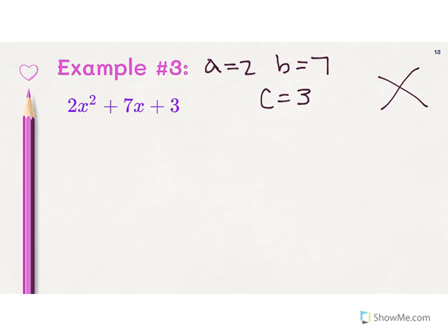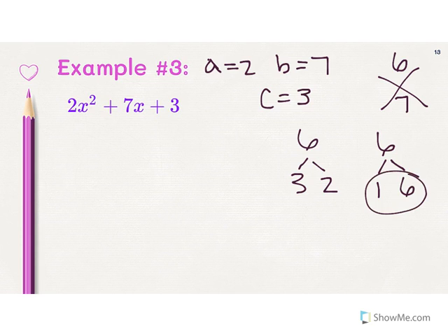Multiply your a times c. 3 times 2 is 6. Your b value is 7. So what multiplies to 6 but adds to 7? We got 3 and 2. If we add 3 plus 2, that's only 5. Well, how about 1 times 6? 6 plus 1 would be 7. So these are my factors I'm going to use, 1 and 6.